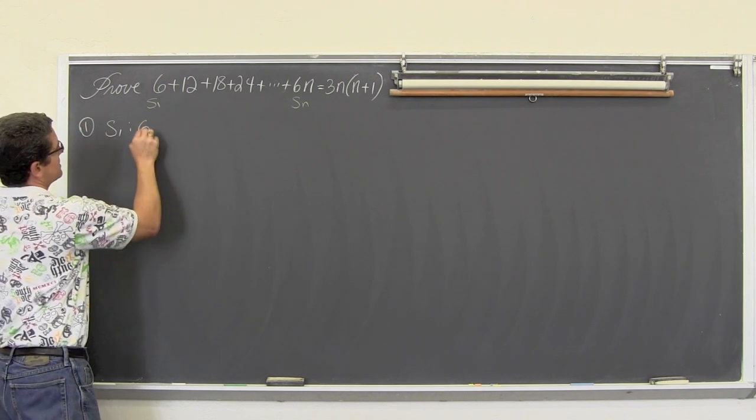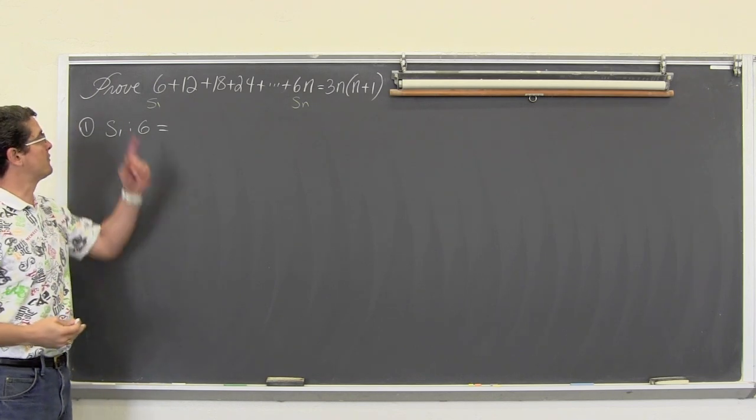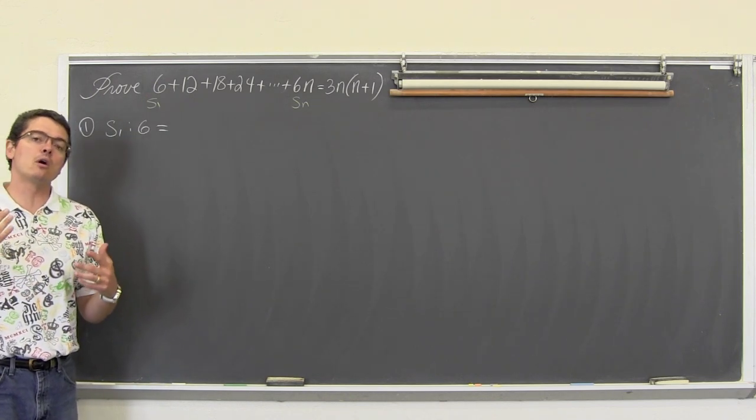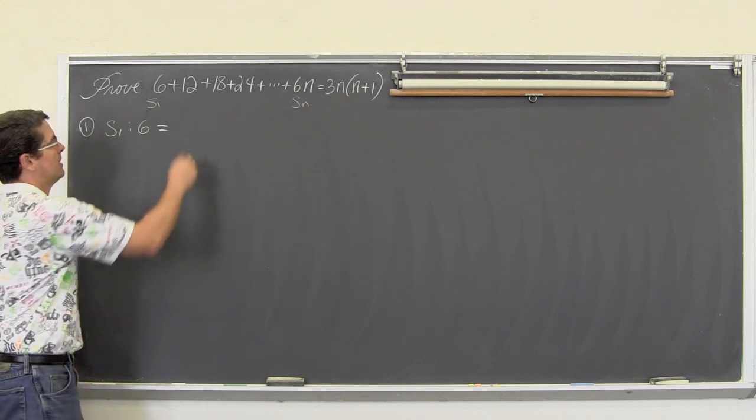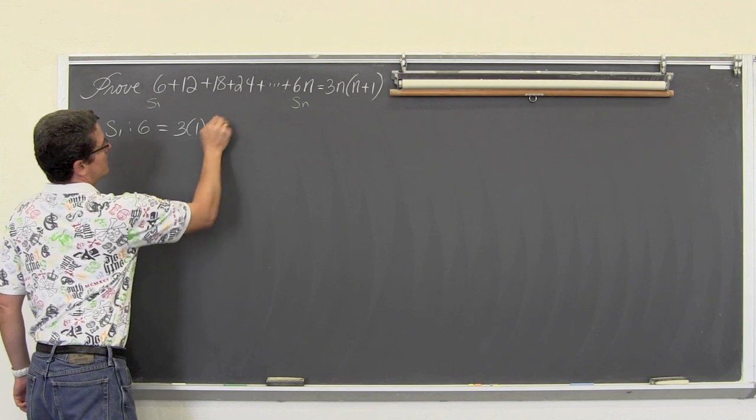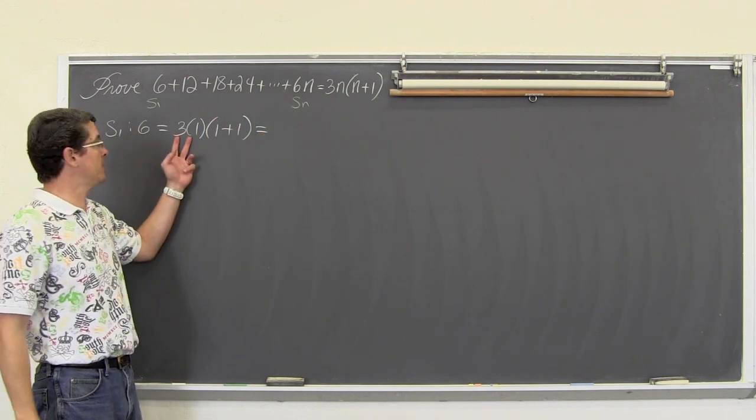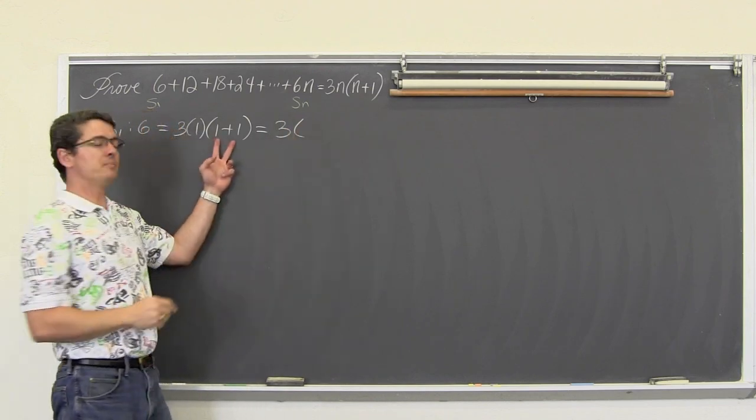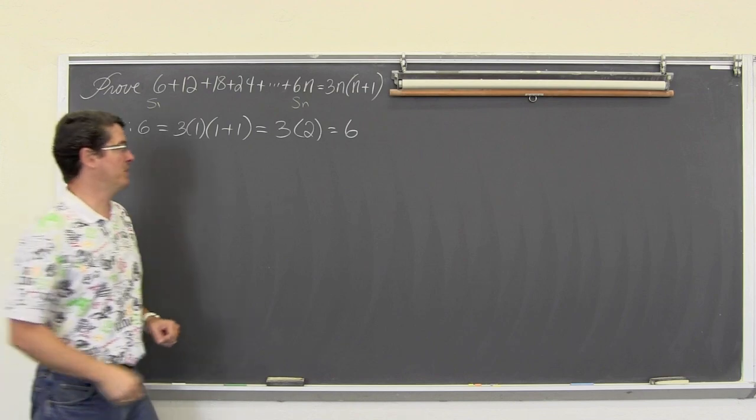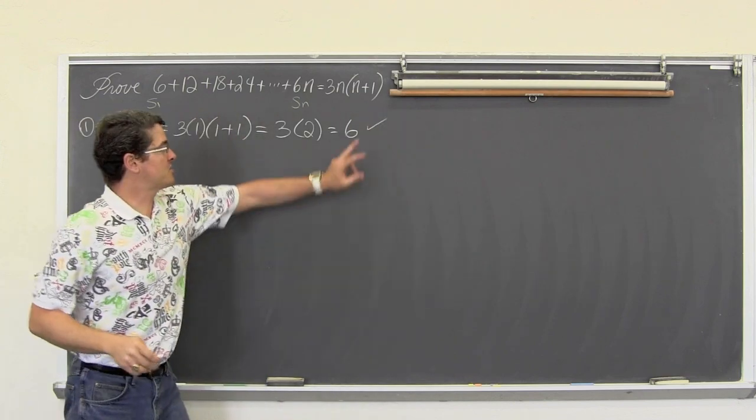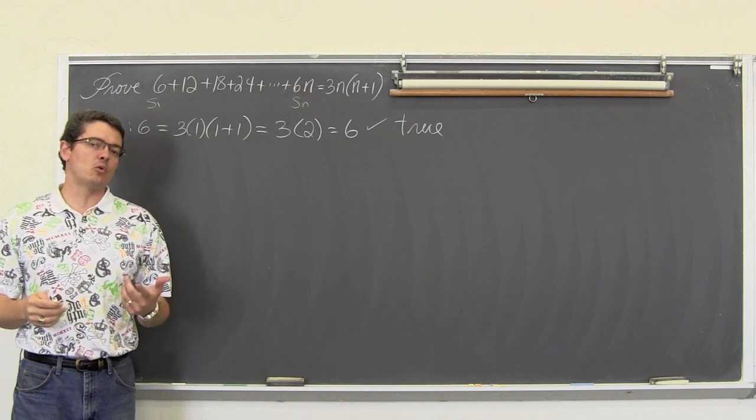S sub 1 is 6, and if we're looking at the first term in the sequence, 6, our subscript, our n, is 1. So we're going to take the value of 1 and plug it into the right-hand side. So 3 times 1 times 1 plus 1. Well, 3 times 1 is 3, 1 plus 1 is 2, and yes indeed, 3 times 2 is equal to 6. So we have shown that it works for the first term, that S sub 1 is true.